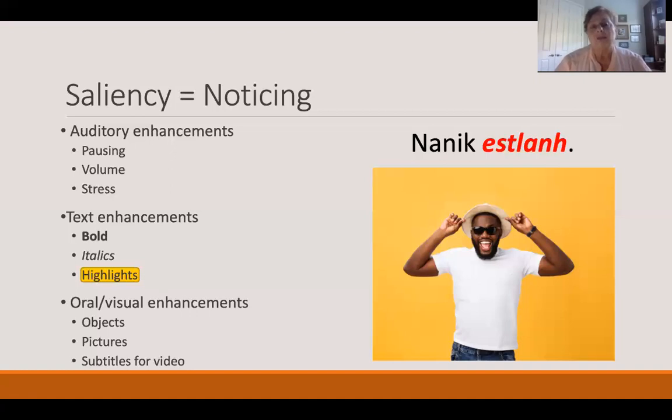So when we create saliency, when we make things noticeable, one of the things we do, we might pause before we say a word like salient. We make a word salient sometimes because we're saying it louder than some of the other syllables or sounds that we're producing. Or we may stress a word, like, that's what he thinks. We're adding stress to a word that might be important in the message.